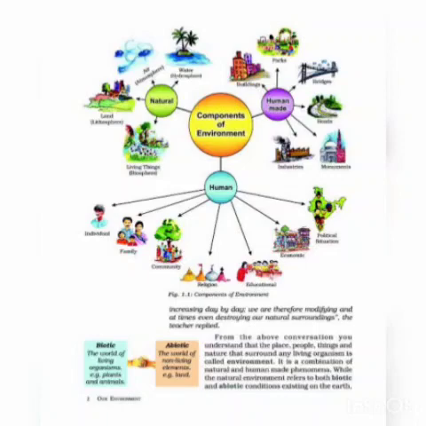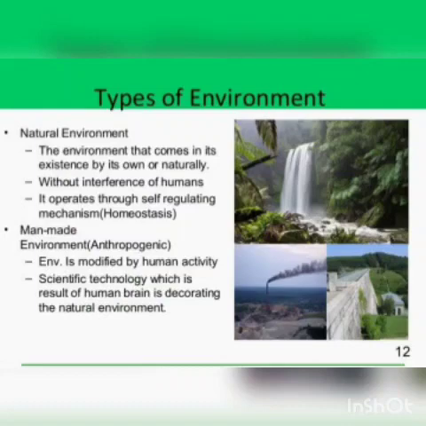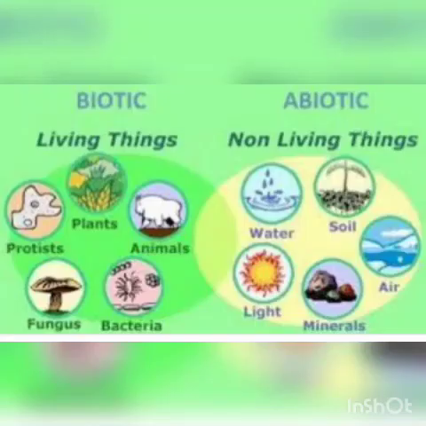Now let's start with the term natural environment. Natural environment is a type of environment that comes into existence on its own or naturally, means without the interference of humans. The natural environment consists of biotic as well as abiotic factors. Now let's see what are biotic and abiotic factors. Let's first talk about the abiotic factors.